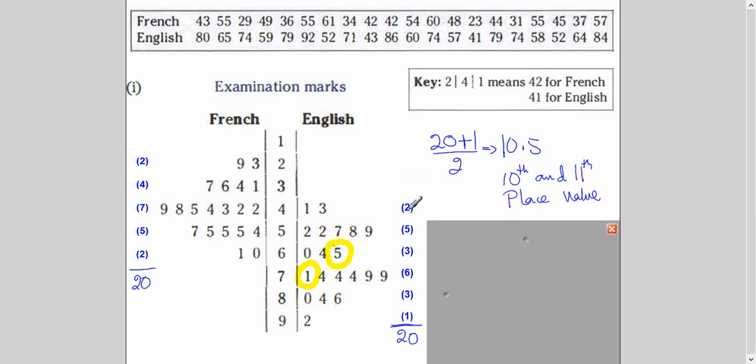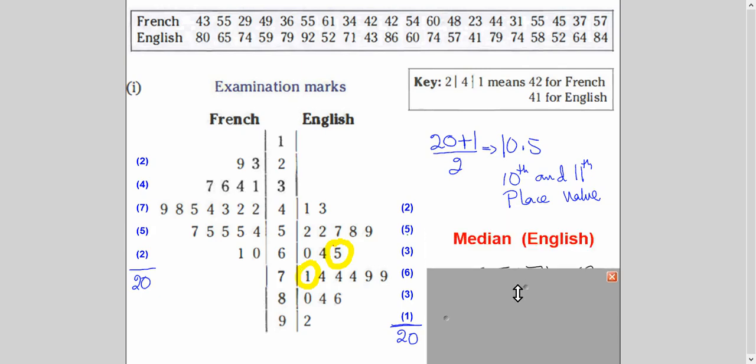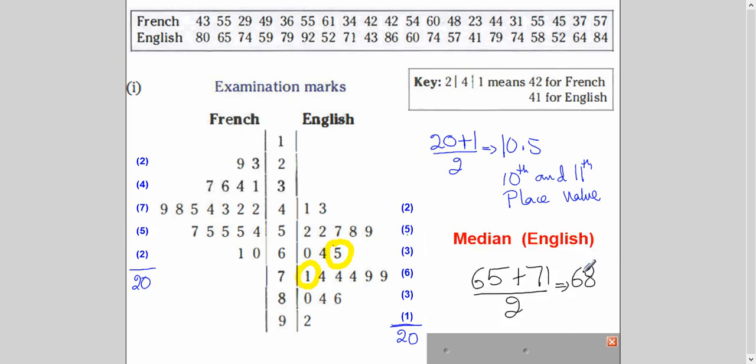If I count from here, 2 plus 5, 7, 8, 9, 10. This is the 10th place data and this is the 11th. So it is 65 and 71. I will add up the data and divide by 2. This is how I will get the median of English. Now let's do the same for French.